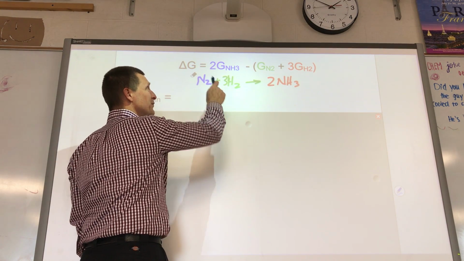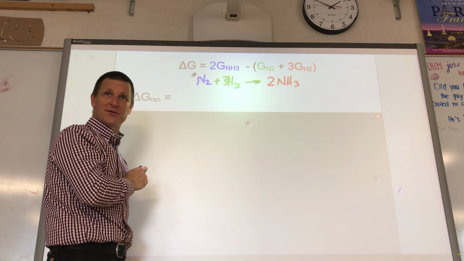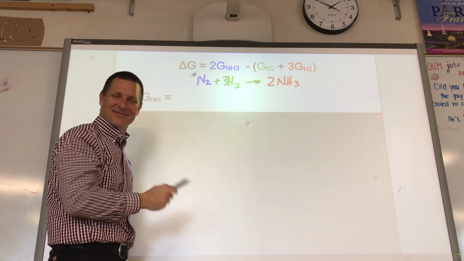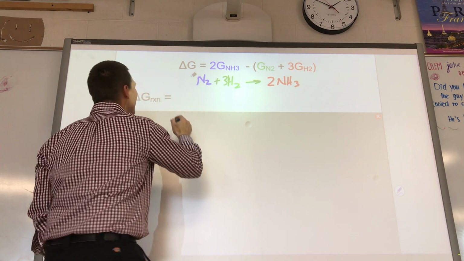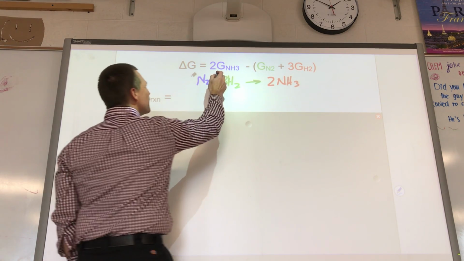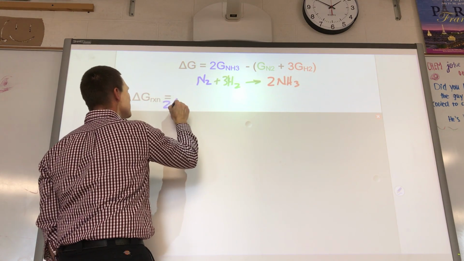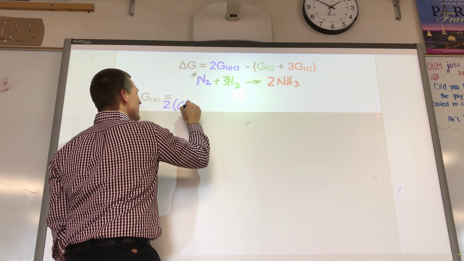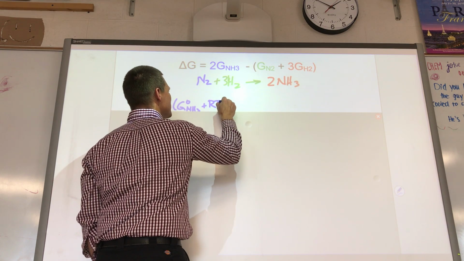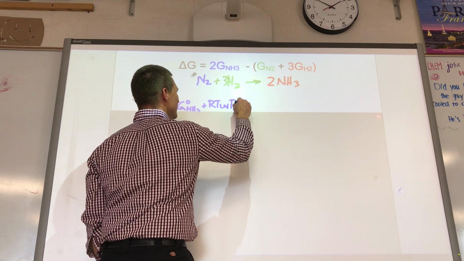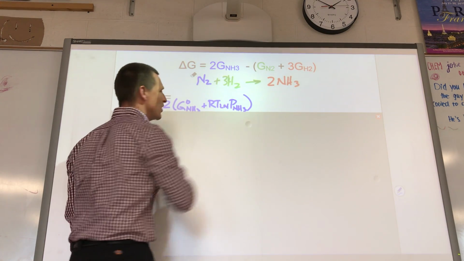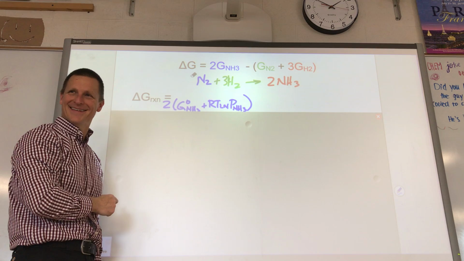Now we have an expression for free energy. It was that big ugly thing that was on the previous slide. So delta G of the reaction is this. For the G of NH3, it's going to be 2 times the G naught of NH3 plus RT times the natural log of the pressure of NH3. What a nice thing to put in instead of just calling it G of NH3. Put in that big thing.